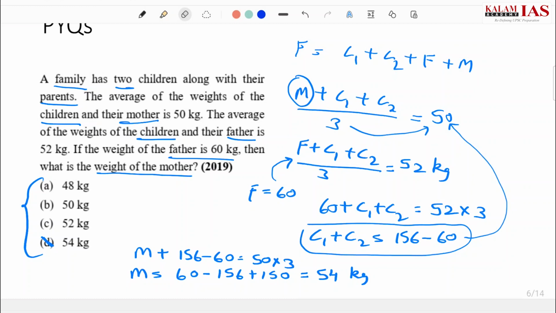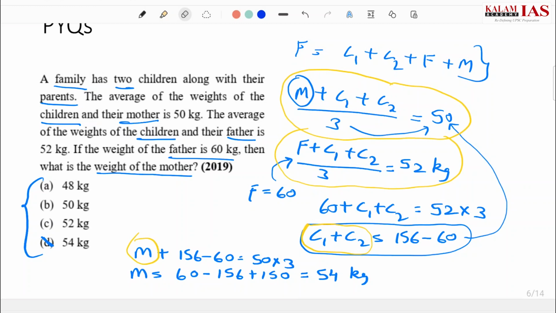Basically we had to first find the number of members in the family, which we found here, and then make 2 equations, that is an equation involving the weight of mother and an equation involving the weight of father, calculate the total sum of child 1 and child 2, and then substitute it again into the first equation to find the value of the weight of mother. So on solving we get 54 kg as the weight of mother. Now let's attempt the next question.